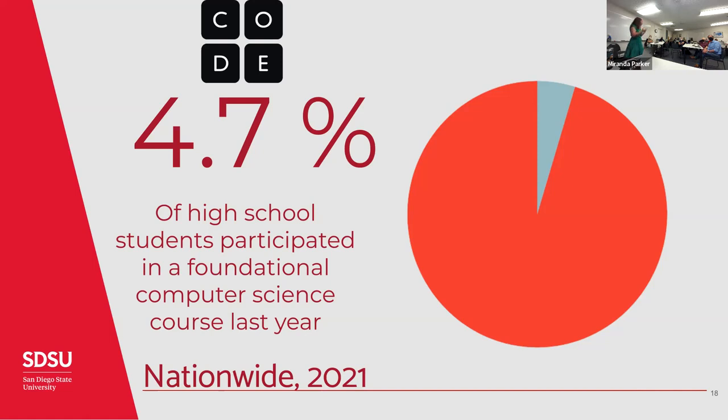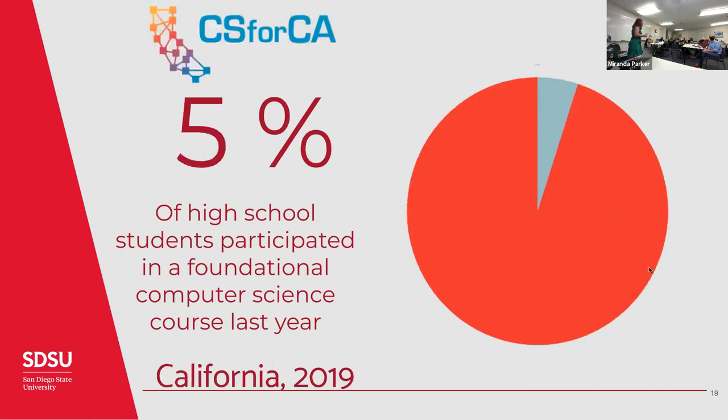And you might be like, oh, well, we live in California, we've got Silicon Valley, we've got a lot going on. That's a great question. I'm glad you asked it. You do have a lot going on. It did improve. And this data is from CS for CA, Computer Science for California, which is a coalition.